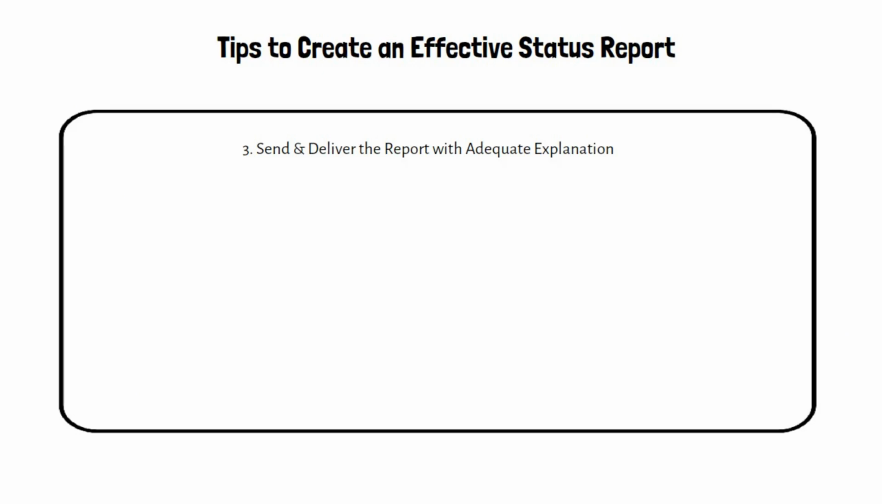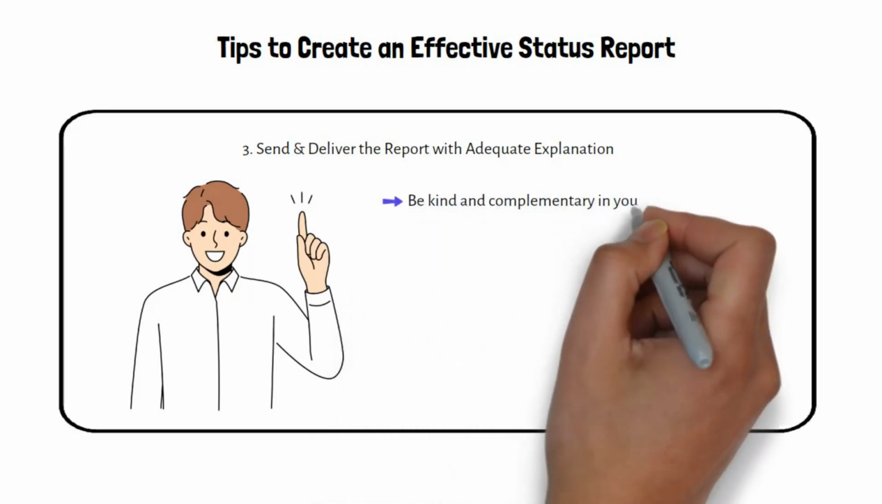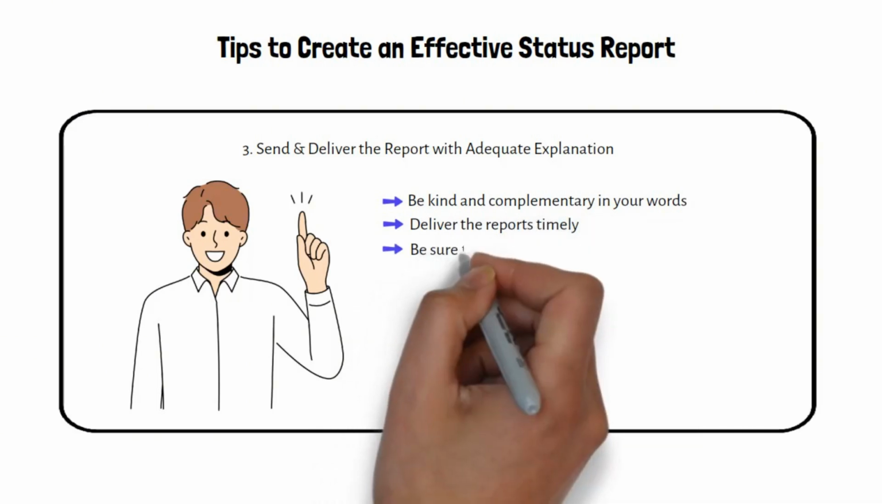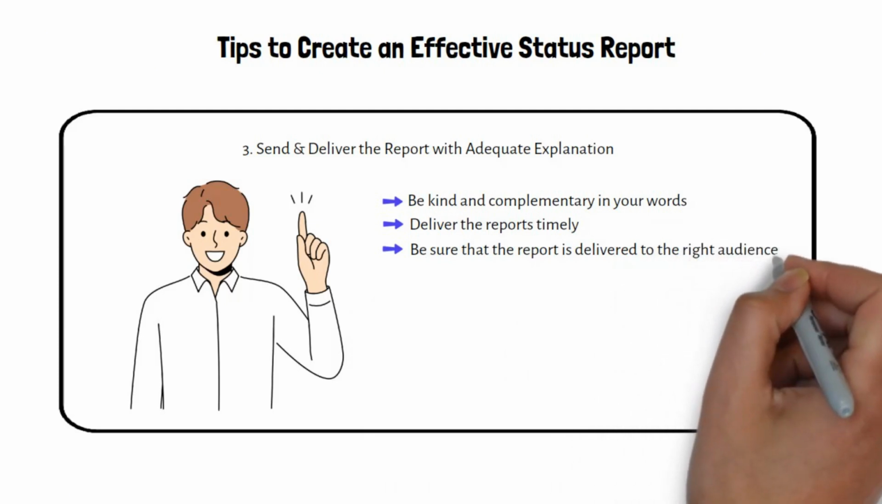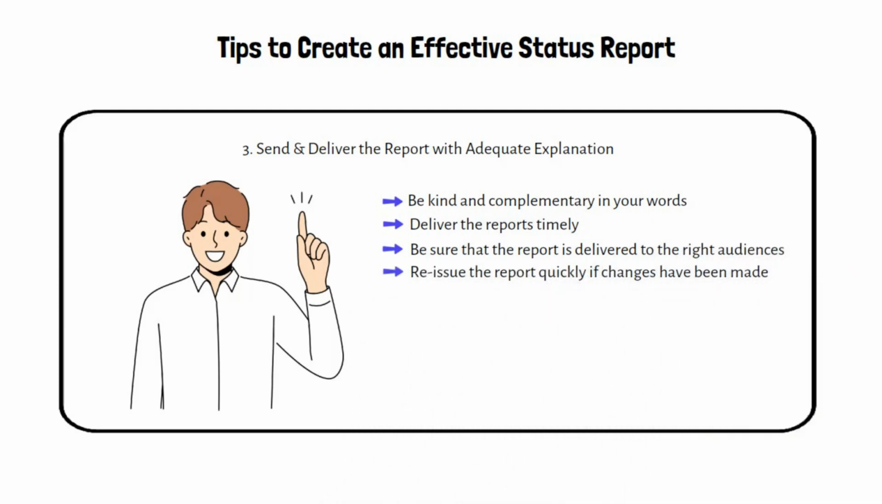3. Send and deliver the report with adequate explanation. While sending the report via email, write an adequate explanation regarding the sections of the report. Bear in mind the below tips for success. Be kind and complimentary in your words. Deliver the reports timely. Be sure that the report is delivered to the right audiences. Reissue the report quickly if changes have been made.